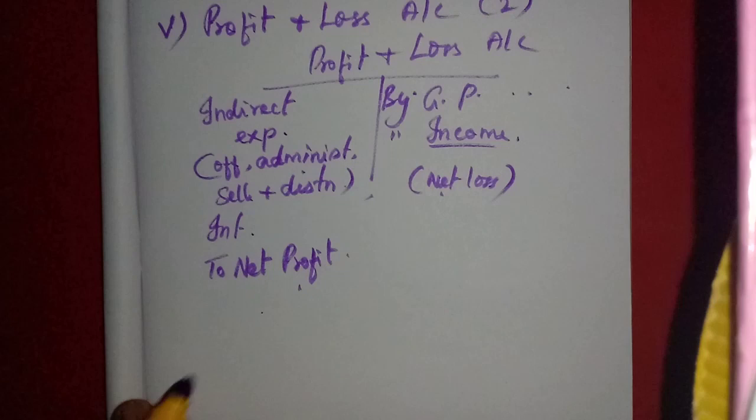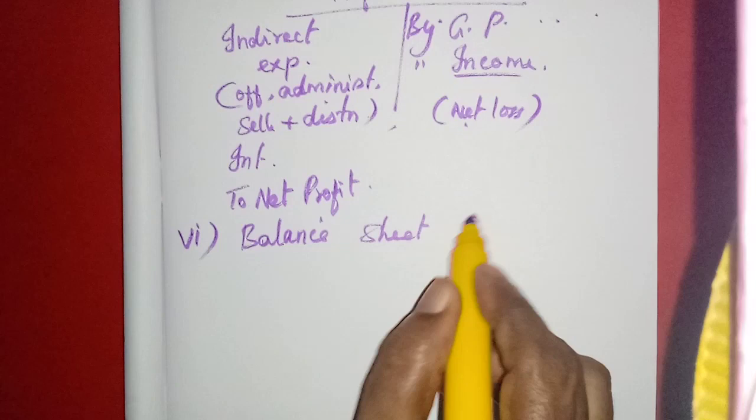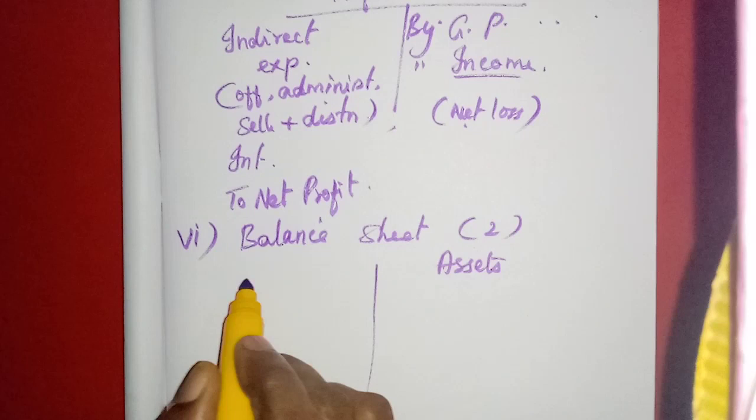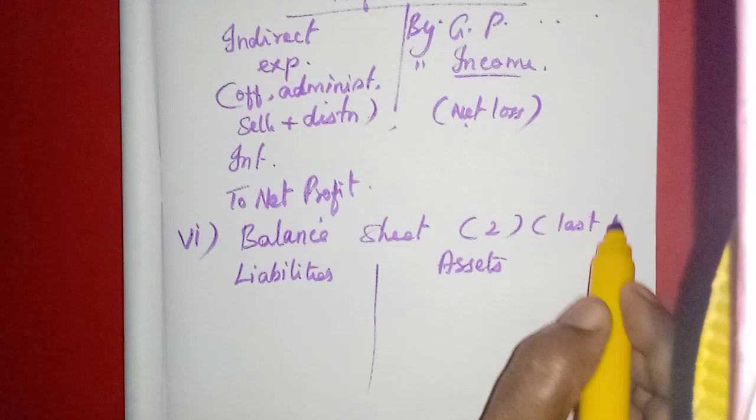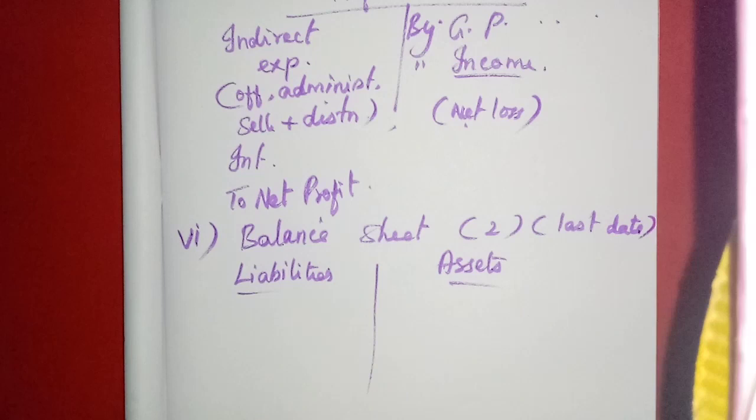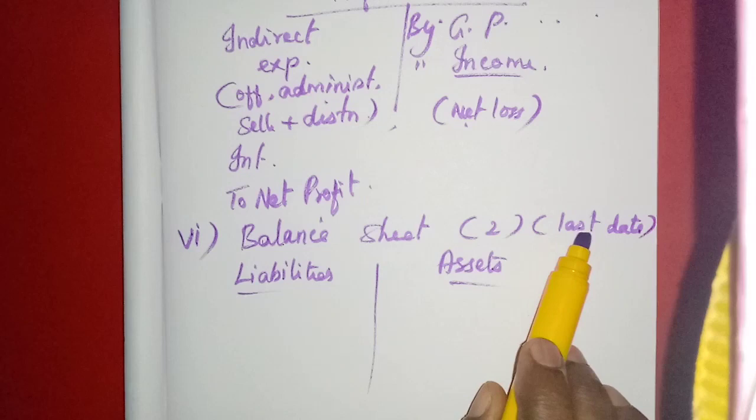So the next step, the last step, is preparation of the balance sheet. The balance sheet also we will use two pages. On this side assets, on the right side liabilities. The profit and loss account we prepare for one year, but the balance sheet on the last date of the year. On that particular date we will prepare it. We enter the value of the assets and the value of liabilities. That is called the financial position of the business. So the financial position of the business can be ascertained from the balance sheet. This is prepared at the end of the financial year, the last date of the financial year.